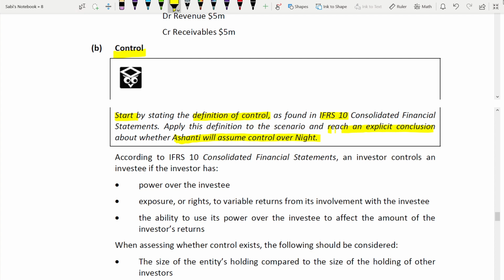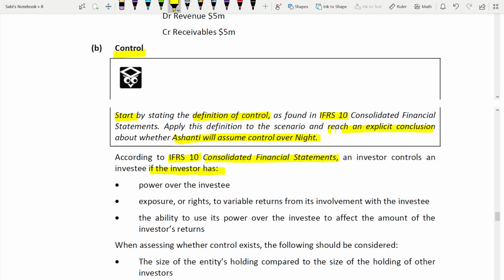So according to IFRS 10, please be very clear which standard you are using, IFRS 10. It talks about consolidated financial statements, where an investor controls an investee. The investor should have three things. Power over the investee. Exposure or rights to variable returns from its involvement with the investee. Third, the ability to use its power over the investee to affect the amount of the investor's returns.